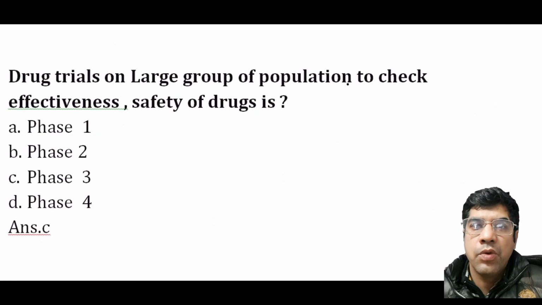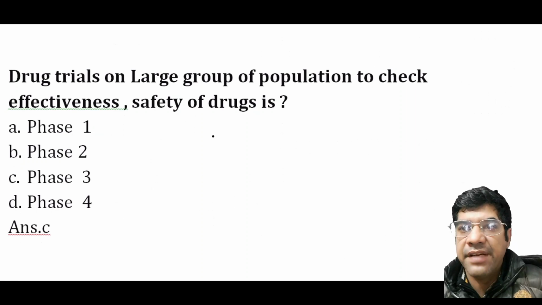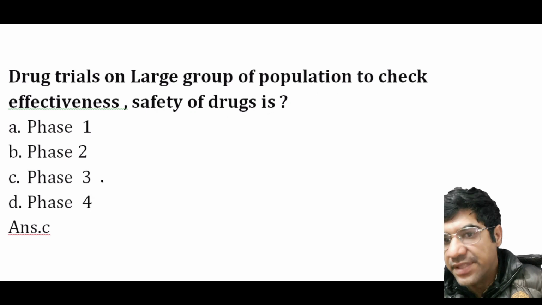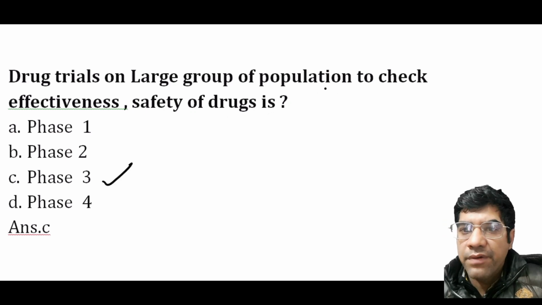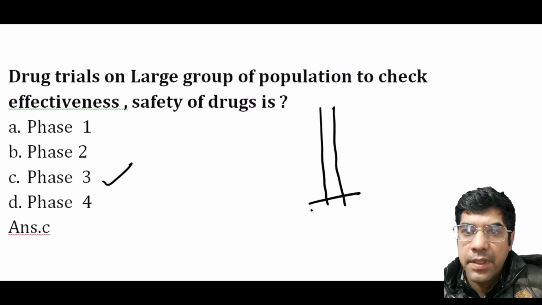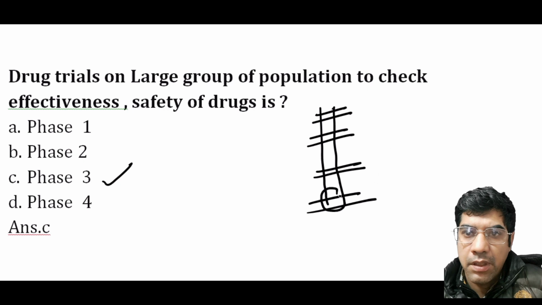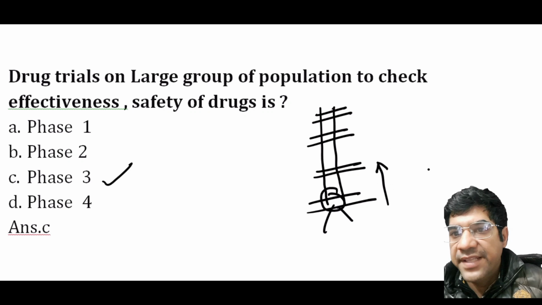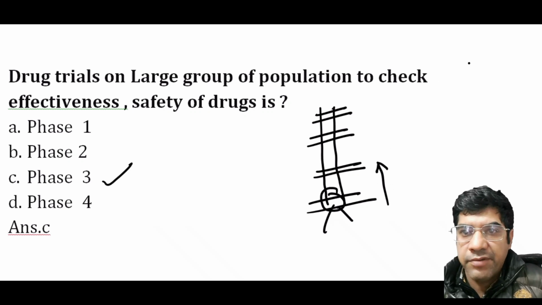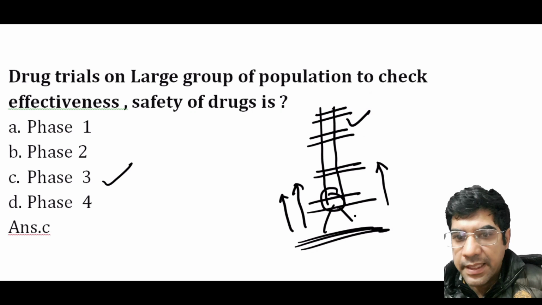Coming to the next question, drug trial on a large group of population to check the effectiveness and safety of a drug. It is based on phase 3. Now think of drug development as a step-by-step process, like you climb a ladder. Suppose the phase 1, so this one is the ladder, and a person is climbing the ladder. You can suppose like that.